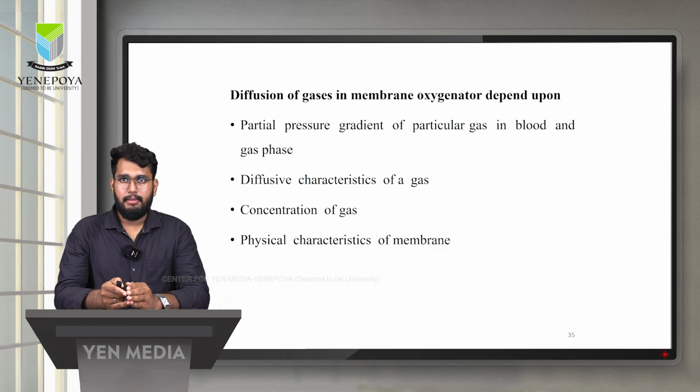Diffusion of gases in the membrane oxygenator mainly depends on these characteristics: the partial pressure gradient of the particular gas in the blood and gas phase, diffusive characteristics of a gas, concentration of the gas, and physical characteristics of the membrane like its material, surface area, etc.